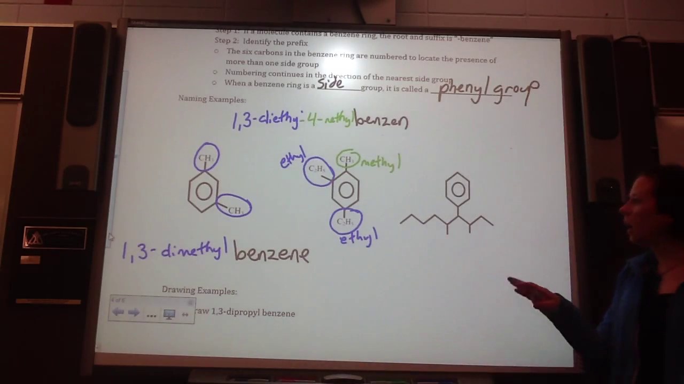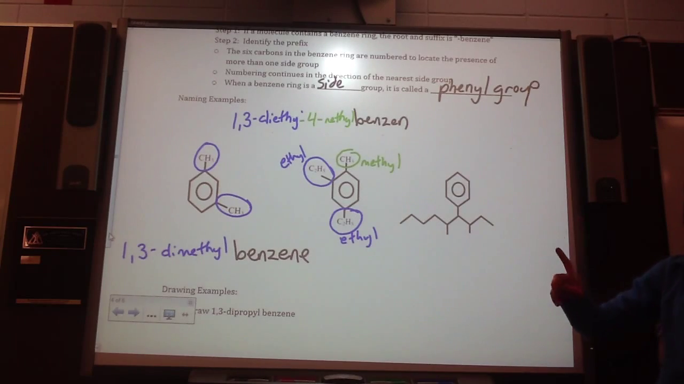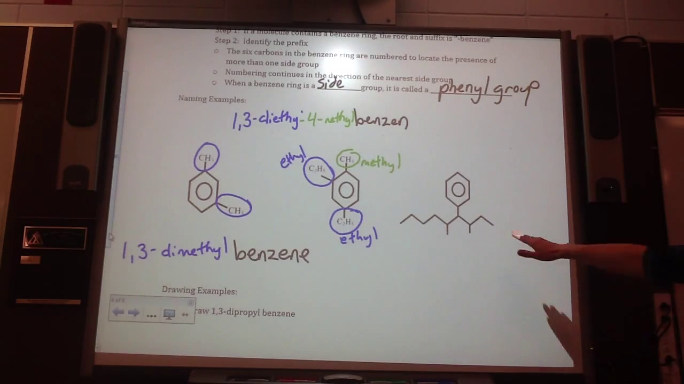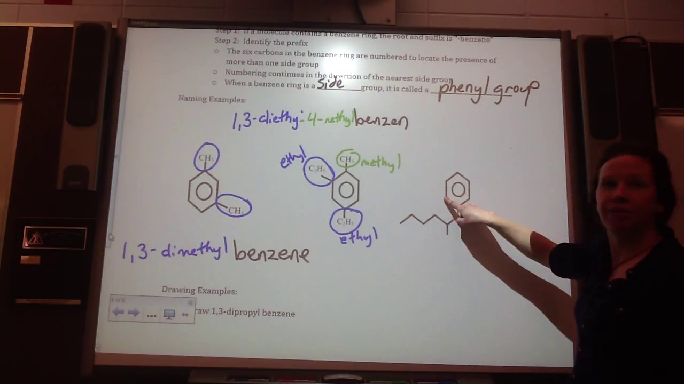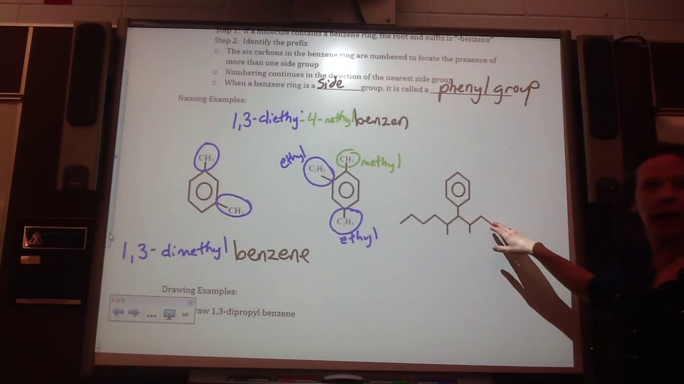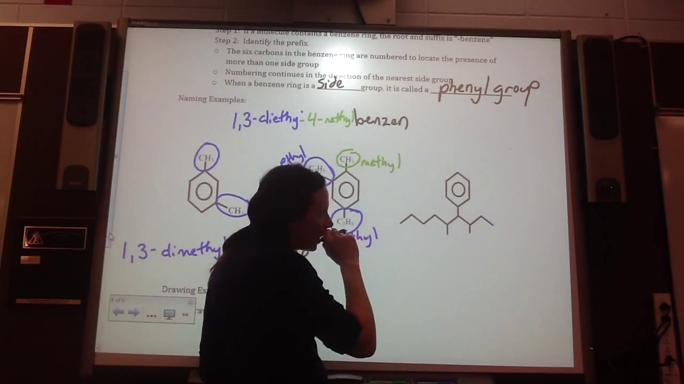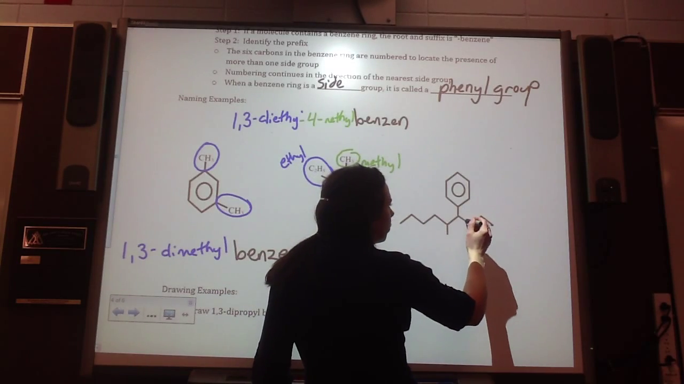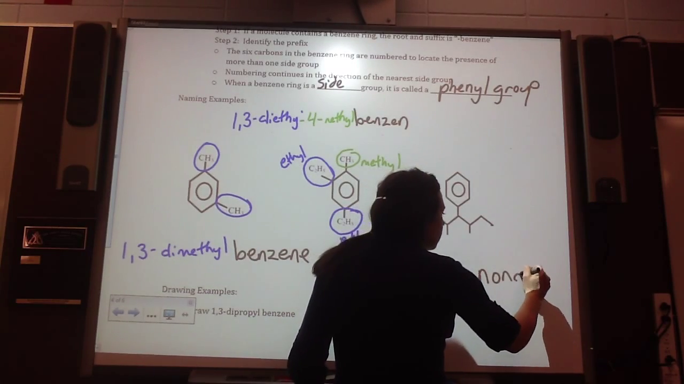Okay. Now, look at the next one. When we look at the next one, everything isn't attached to the benzene. It's more like the benzene is attached to something else. So that's when we say the parent chain would be this, and this is like a group that's stuck onto it. So we're going to call this a phenyl group, and our parent chain is an alkane. Let's count how many carbons in our parent chain: 1, 2, 3, 4, 5, 6, 7, 8, 9. So that would be nonane.